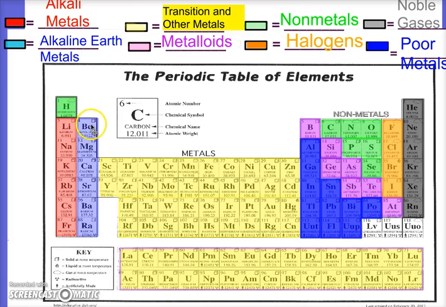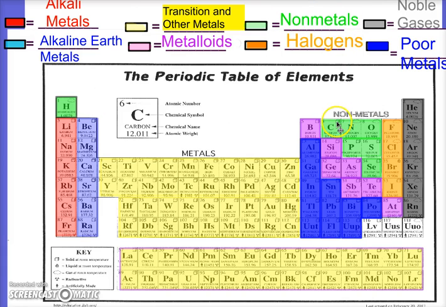This second group right here is the alkaline earth metal category or family. We're going to color this light blue. Groups number 3 through 12 are the transition and other metals. These are the transition metals. You are going to color these yellow. Now here's where things get a little bit tricky. The metalloids are touching the zigzag line that you can find in your periodic table in your textbook. The metalloids are going to be colored purple.